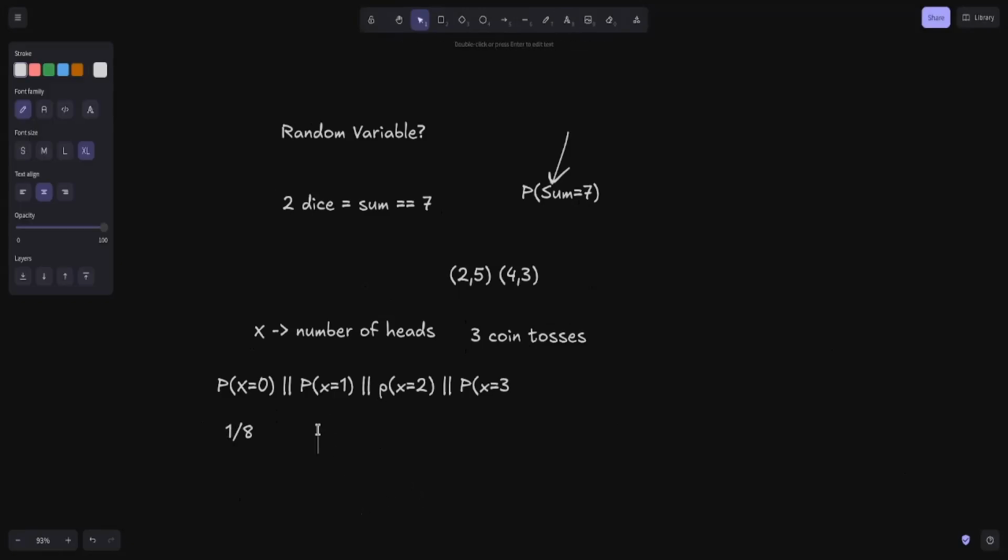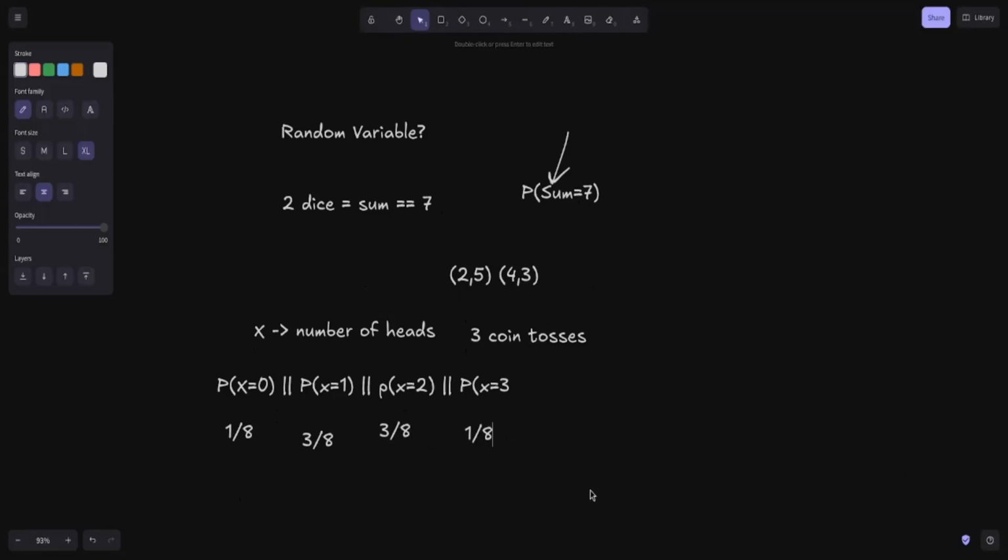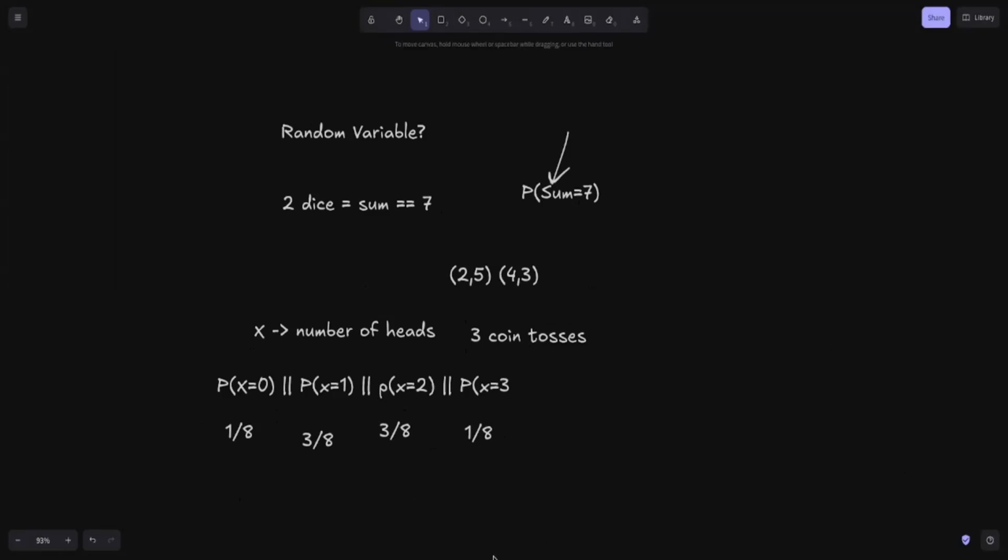The next one: 1 head means head tail tail, tail head tail, or tail tail head. So that is 3 by 8. The next one, 2 heads, can be head head tail and so on, so 3 by 8. The last one, 3 heads, is 1 by 8. Simple logic. So this, in short, is what a random variable means.